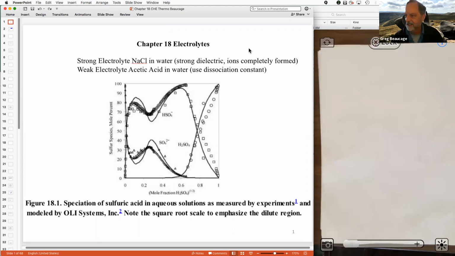Anyway, I want to finish up the talk on this chapter 18. I've been going through this as we go along. So I started with this. It shows when you put sulfuric acid in water, it speciates into different species. If you're working with super concentrated sulfuric acid, it's actually not acidic, right? There's no proton, it doesn't deprotonate there. So you need to have water with sulfuric acid in order to make it acidic, right?